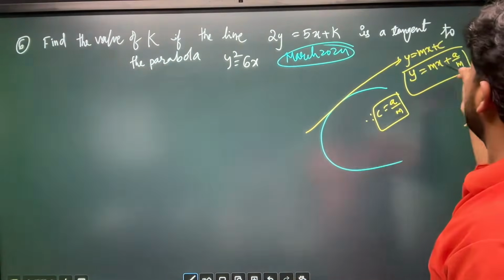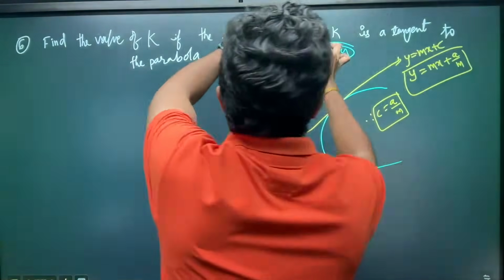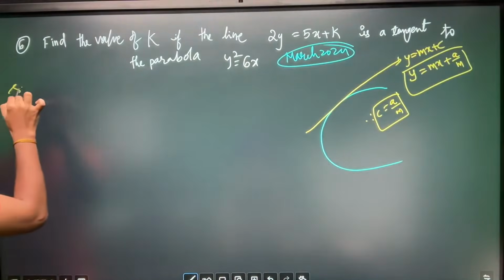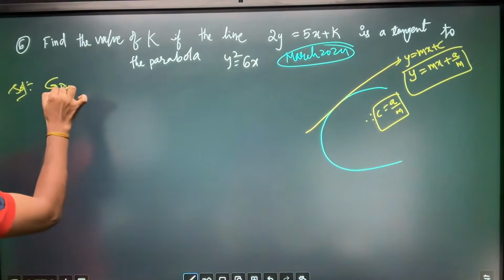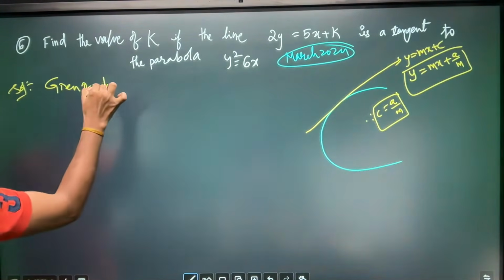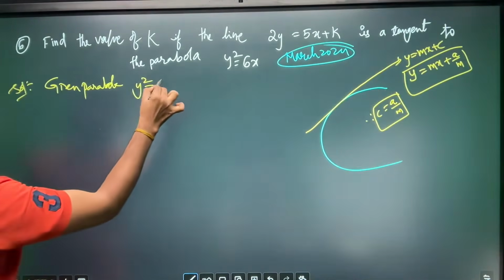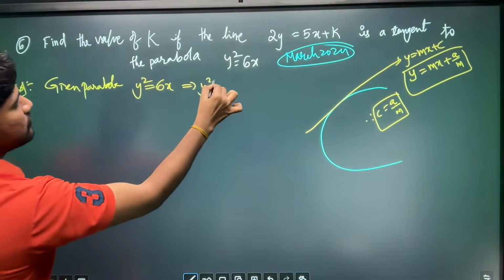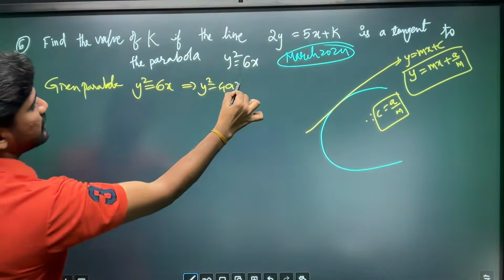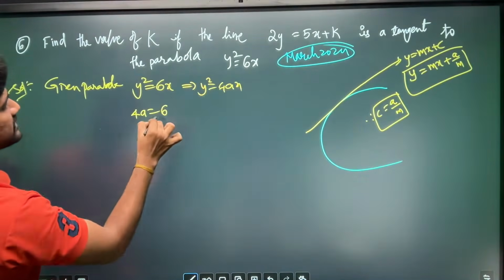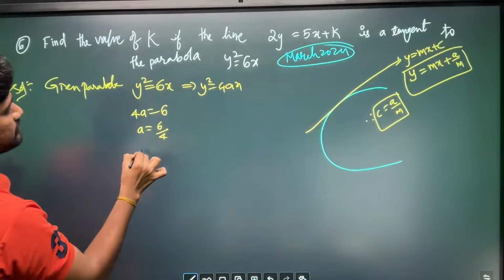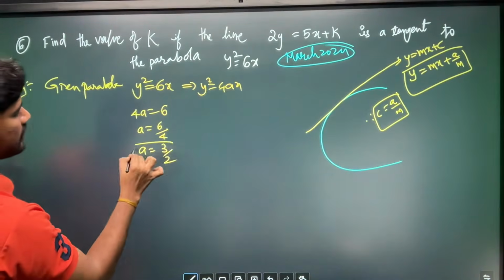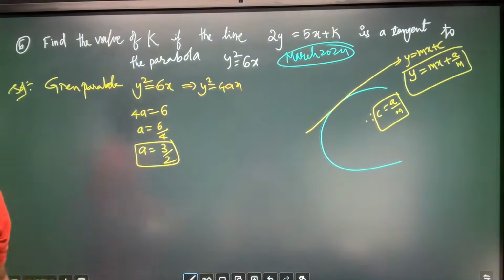Okay, so first of all, we have to convert the given straight line into that form. The given parabola is y square is equal to 6x. Compare with y square is equal to 4ax. So 4a is equal to 6, so a is equal to 6/4, that is, a is equal to 3/2. We got a is equal to 3/2.